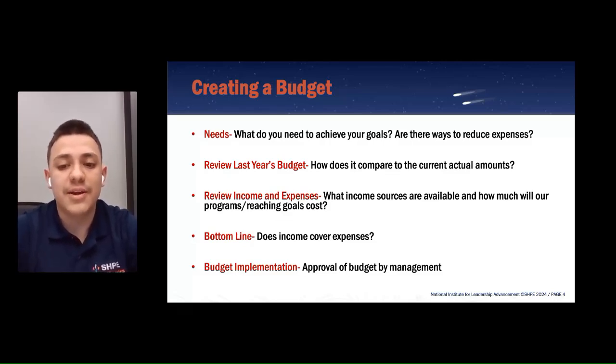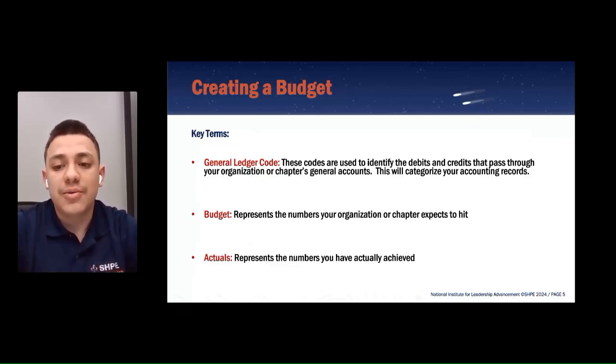Now for the second part of creating a budget, there are some key terms that we will get into before we show you our sample budget. Starting with General Ledger Code, or a GL code, it is a unique identification code that allows your chapter to classify and track their financial activity. Budget represents the numbers your organization or chapter expects to hit, in other words, an estimate of your chapter expenses or revenue. Actuals represents the number that you actually achieved. And now we will get into our sample budget.